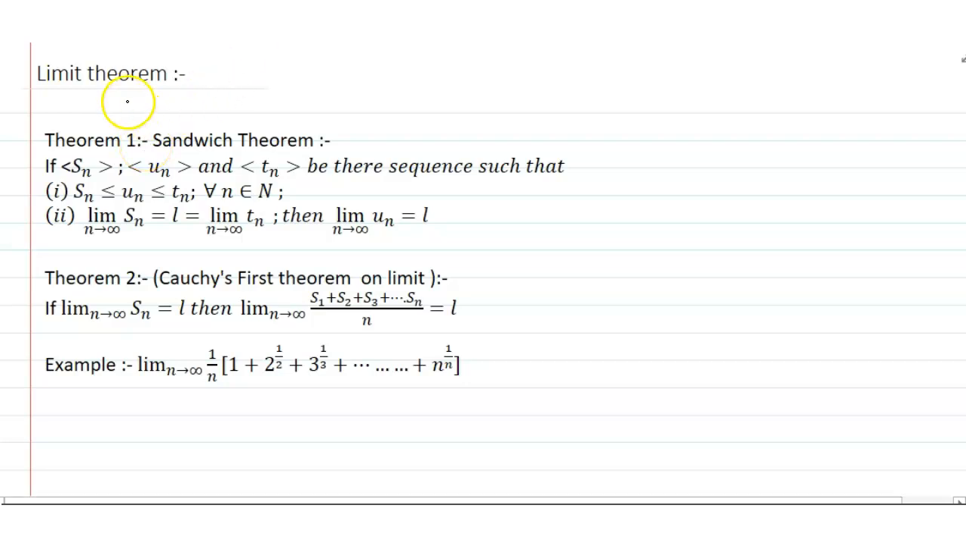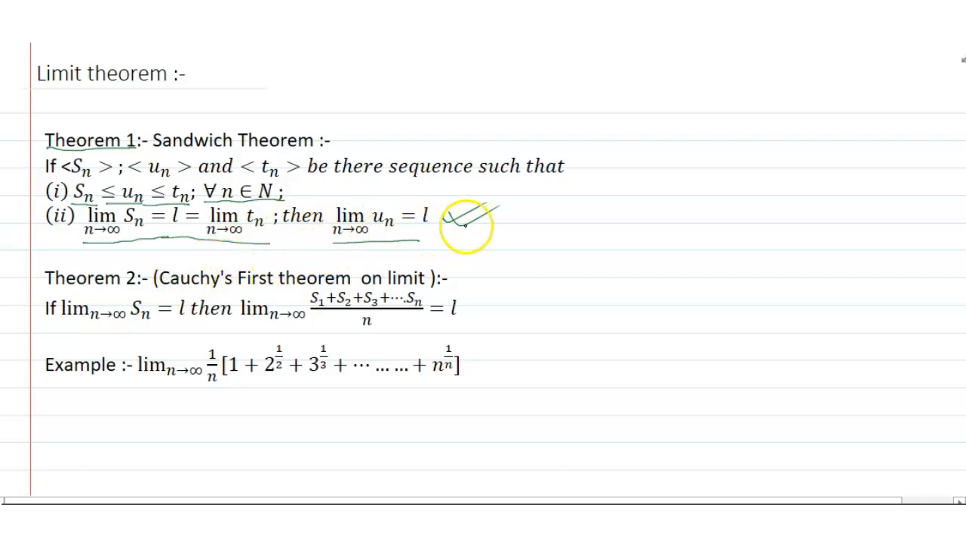Today's discussion is on limit theorems. So friends, let's start to discuss limit theorems. Theorem number 1, the sandwich theorem. If Sn, Un and Tn are three sequences such that Sn is less than or equal to Un and Un is less than or equal to Tn for n belongs to N, and limit n tends to infinity Sn equals L, limit n tends to infinity Tn equals L, then limit n tends to infinity Un equals L. This theorem is called the sandwich theorem.